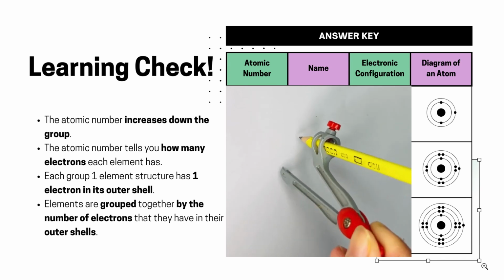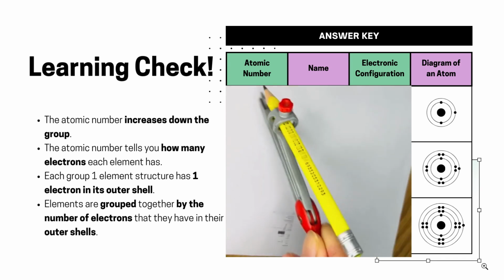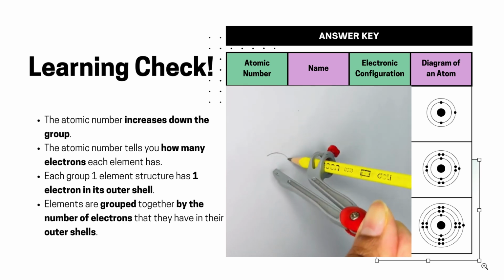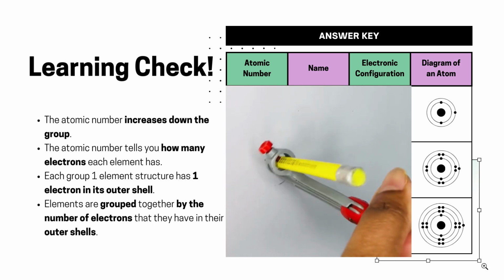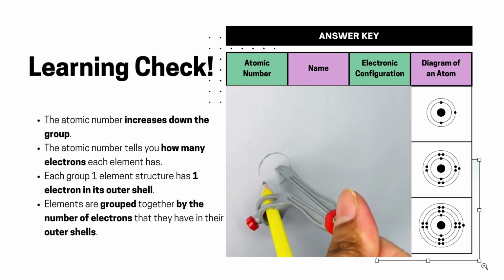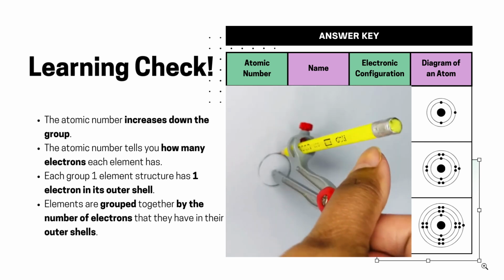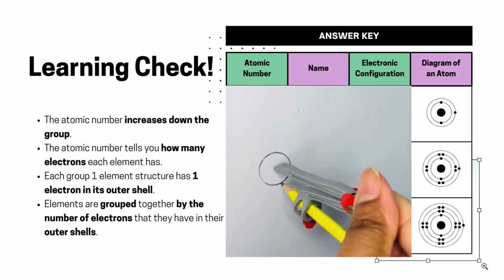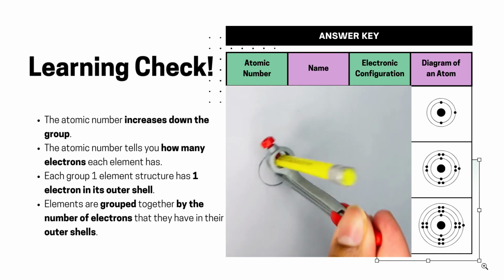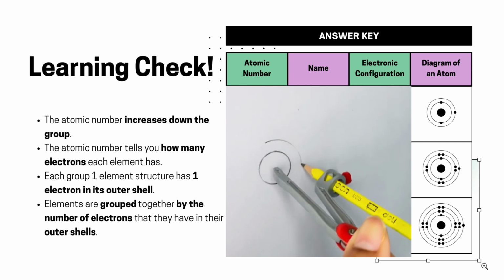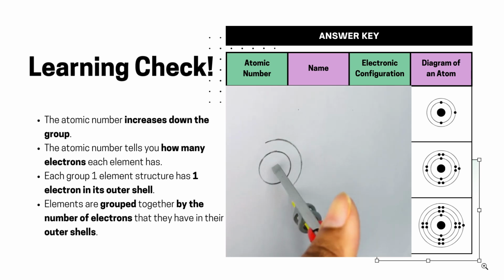Here's a learning check. The atomic number increases down the group, and the atomic number tells you how many electrons each element has. Each group 1 element has one electron in its outer shell. Elements are grouped together by the number of electrons they have in their outer shells.